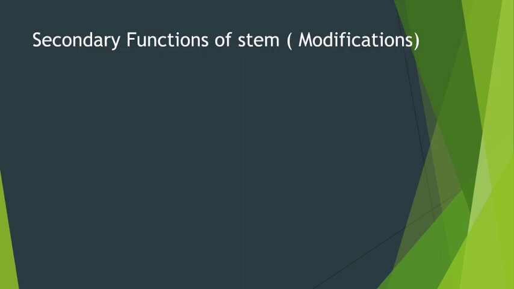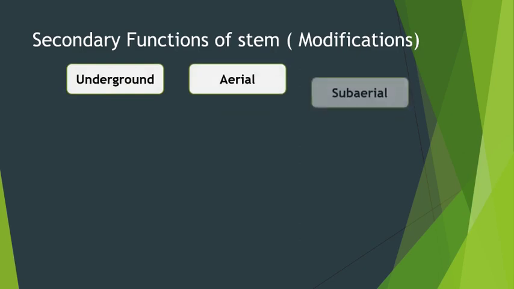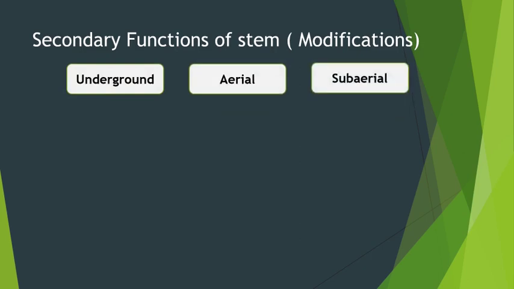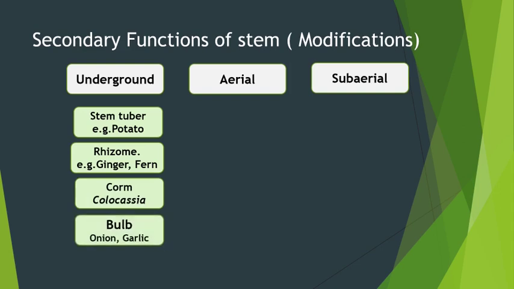The secondary functions of the stem, which we can also call the modifications of the stem, can be classified into three types: underground modification, aerial modification and subaerial modification. Today we will study in detail only underground; aerial and subaerial we'll study in the next video. In underground modification we'll study four types: stem tuber, rhizome, corm, bulb. I repeat: stem tuber, example potato; rhizome, example ginger and fern; corm, Colocasia or arabi; bulb, onion and garlic.